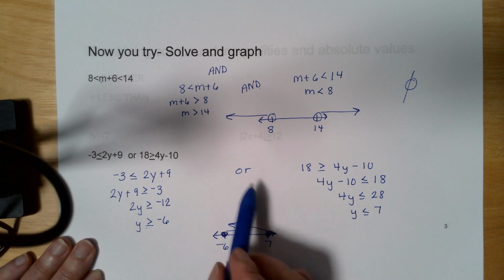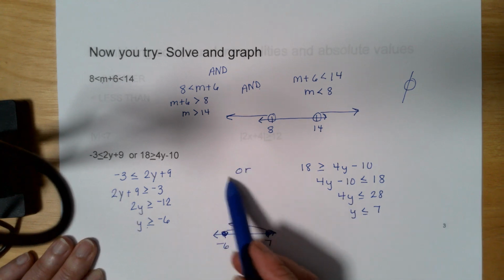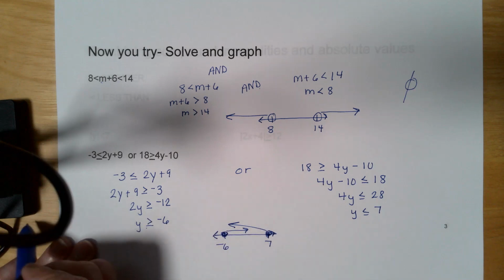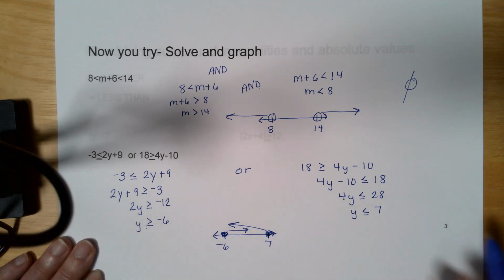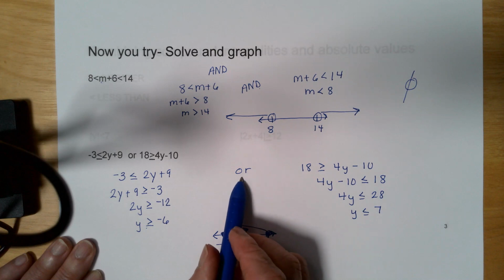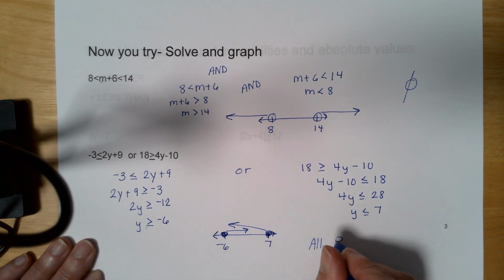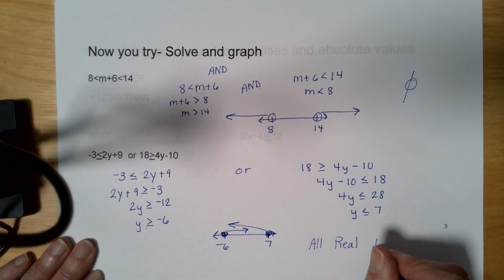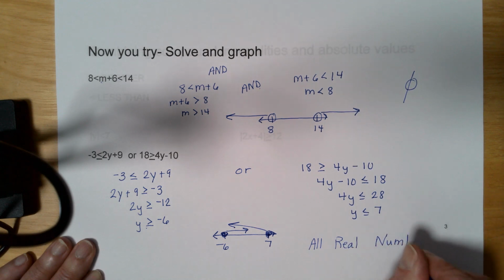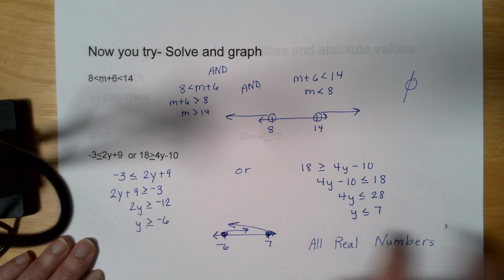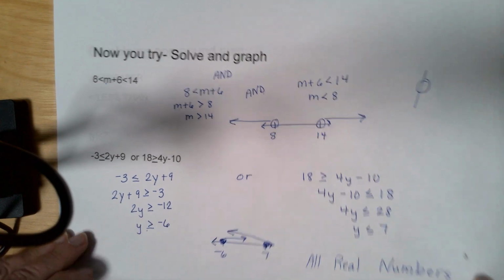Now notice, I'm looking for what either one of them have. They don't have to have it in common. This is all the numbers this way. This is all the numbers this way. So when you have an or statement and they cross like that, you have all real numbers as your answer, because there's not a single thing on that number line that isn't included in one of those two equations.